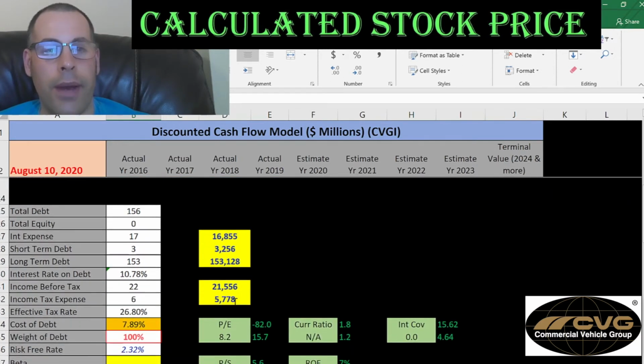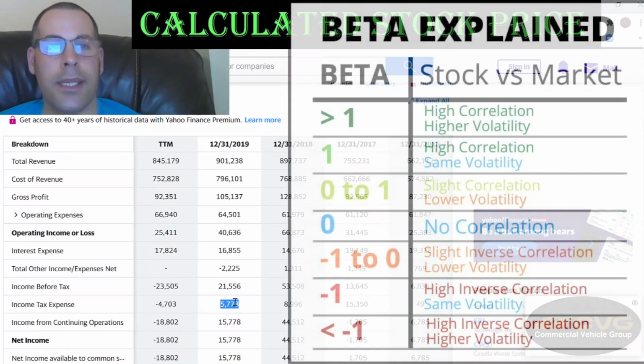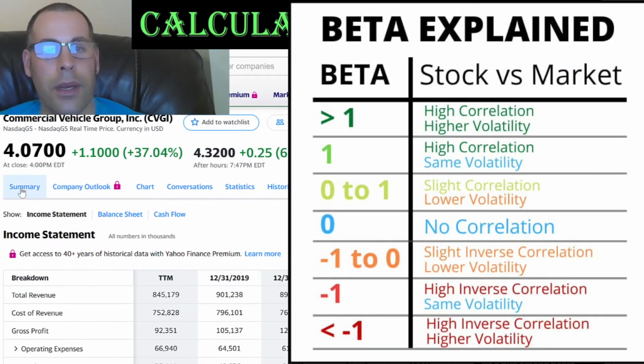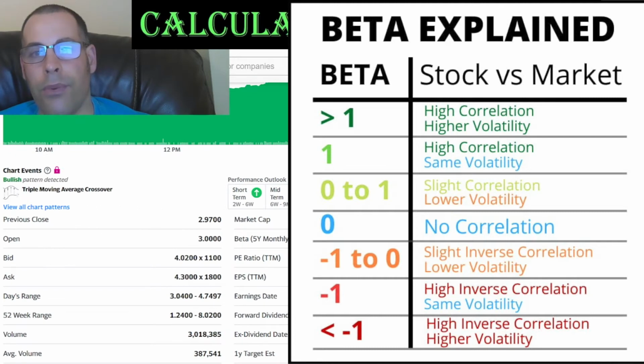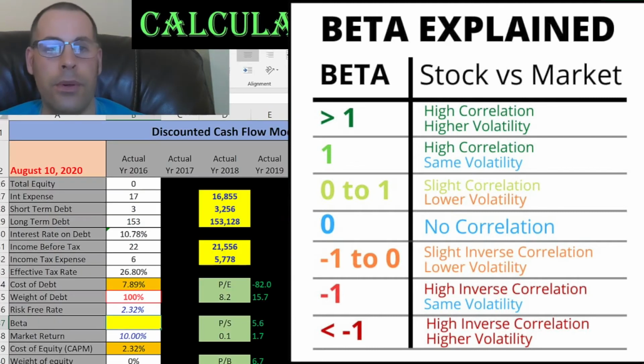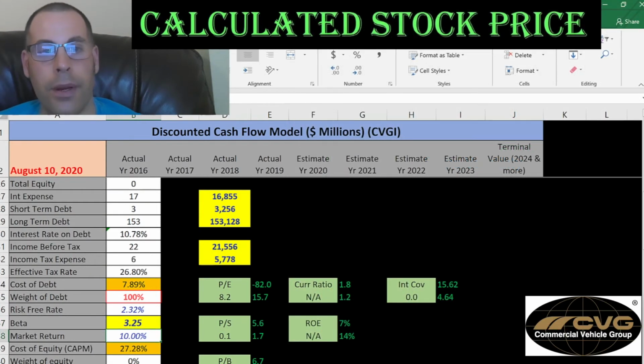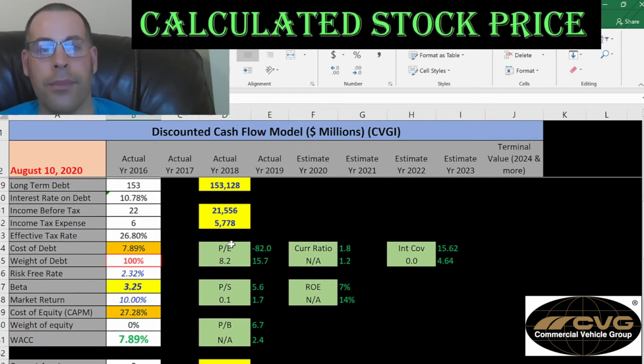Now to get the cost of equity, we need the beta. The beta is how volatile a stock is relative to the market. And they have a really high beta, 3.25. So the stock moves more than 3 times the market. So it's a pretty volatile and risky stock.